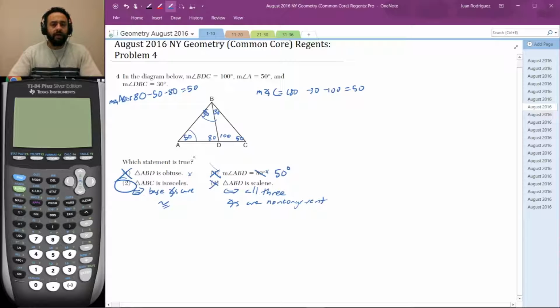So in fact, triangle ABC is isosceles is the answer, and we've checked our answer. So not only did we get the right answer, but we know it's right. That's a guaranteed 2 points and a guaranteed boost to our Regents score.